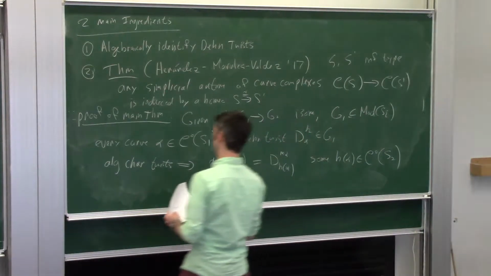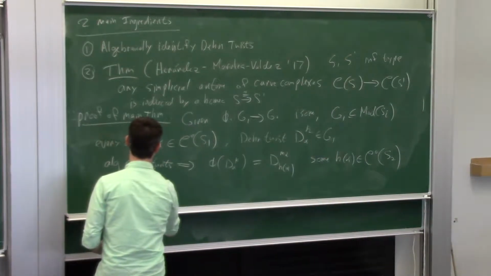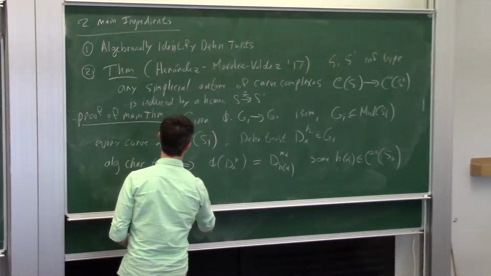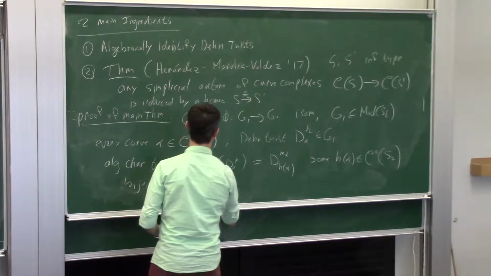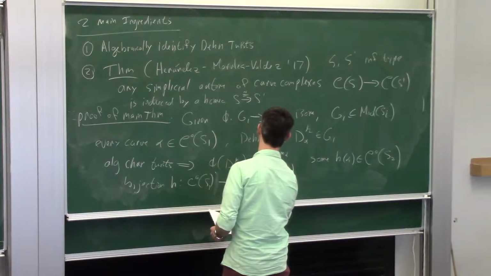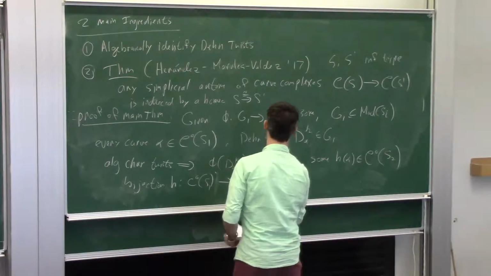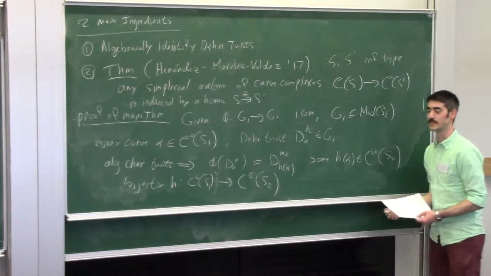Okay, so I get a bijection H from the set of curves on the first surface to the set of curves on the second surface. And it's a bijection because I can go back and forth.